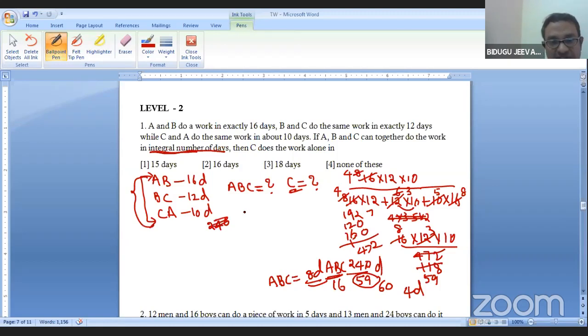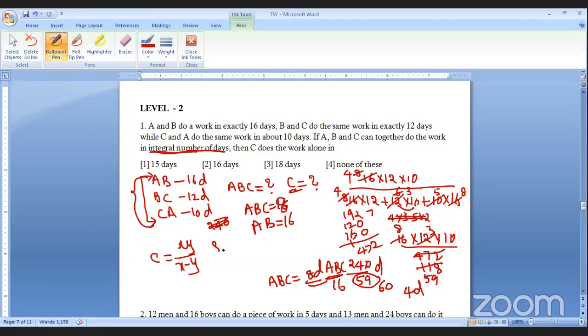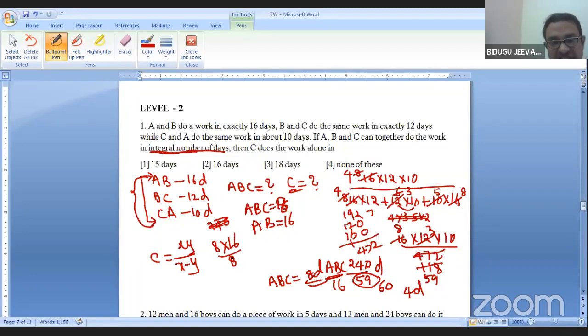Now, whenever A and B together are given as 8 days, and A is given as 16 days, how do we calculate C? Use XY divided by X minus Y. That is 8 into 16 by the difference, which is 8. Simple, 16. Clear.